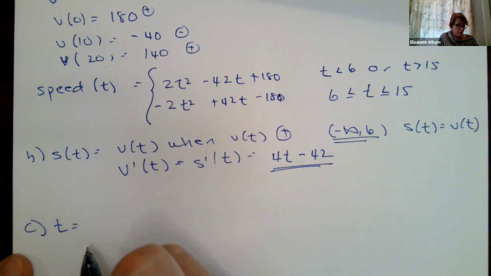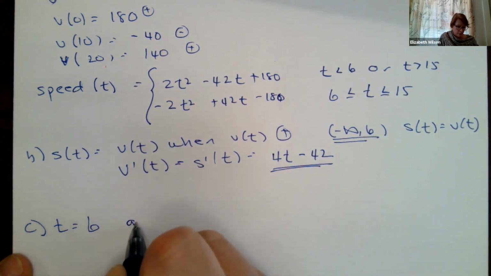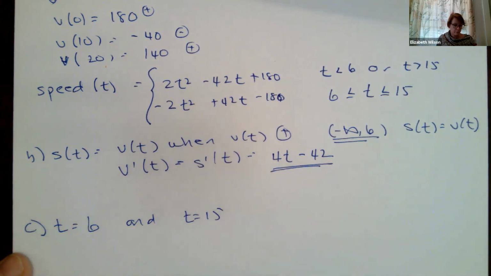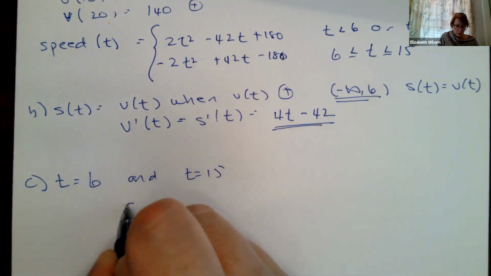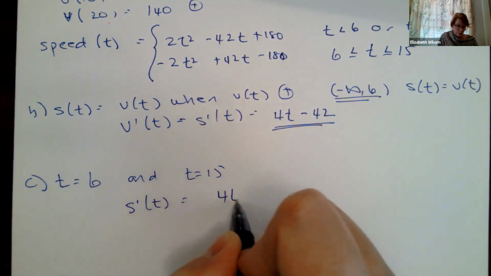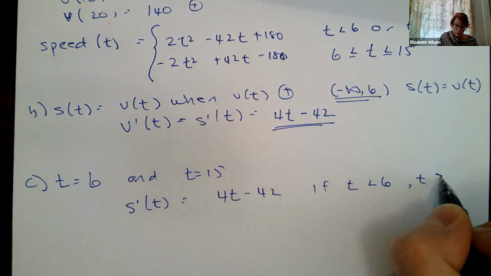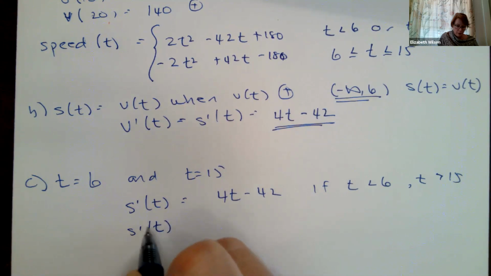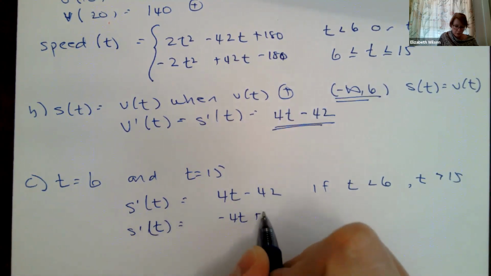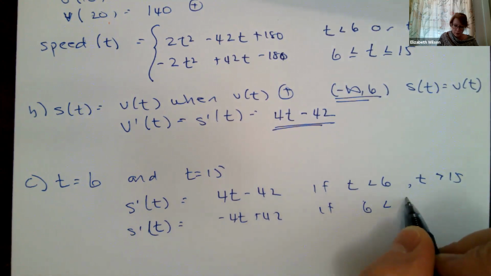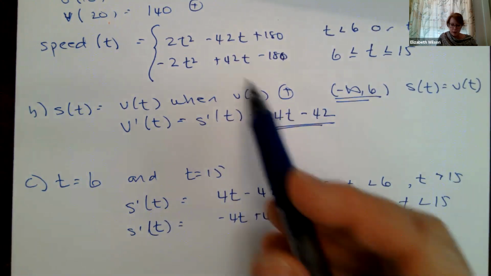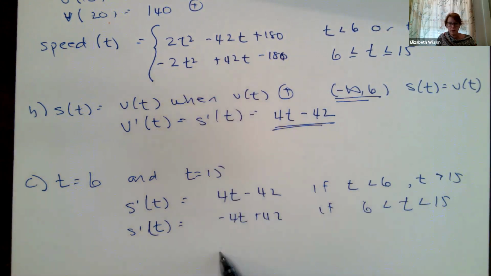So C says 2 points where the speed is not differentiable. So I say t equals 6 and t equals 15. Okay, because I have transition points here. So my S prime of t equals 4t minus 42 if t is less than 6 and t is greater than 15. And then my rate of change is equal to minus 4t plus 42 if t is between 6 and 15. Remember how we had to make it negative, which means that my derivative is going to be different. So my rate of change is not going to be definable at those points. I think I can use the limits to help me define that too.